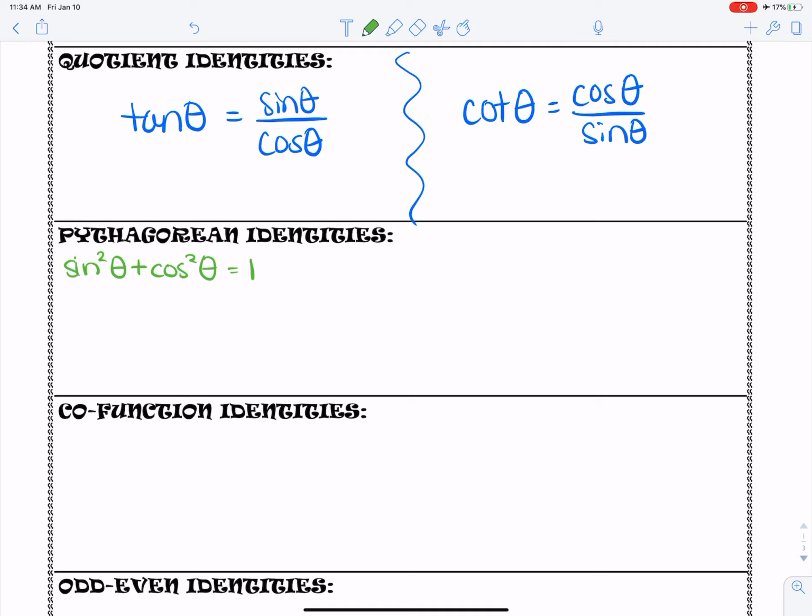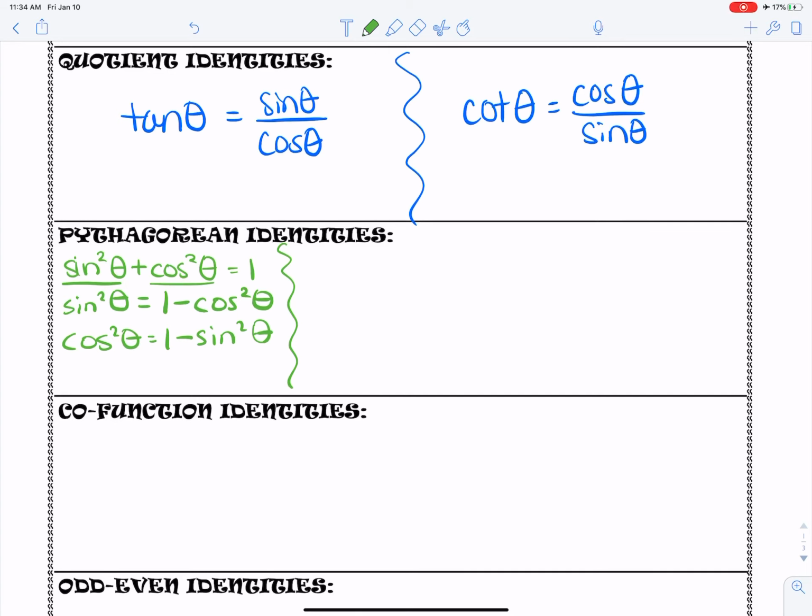To get the other identities from this one, you're just going to solve for each term separately. So we want to solve for sine squared. So sine squared theta would equal 1 minus cosine squared theta. And then if I solved for cosine squared theta and got that one by itself, cosine squared theta equals 1 minus sine squared theta. And these are identities. We're going to use these again to do proofs.